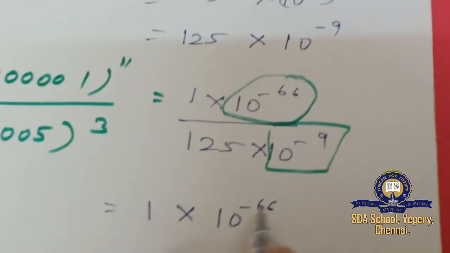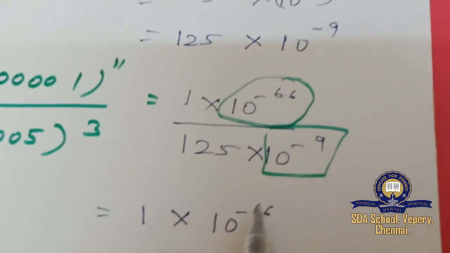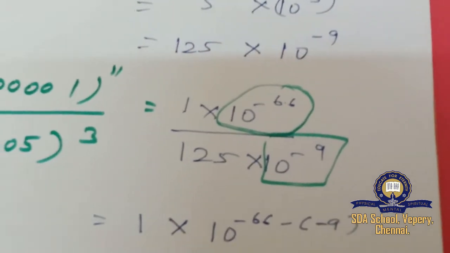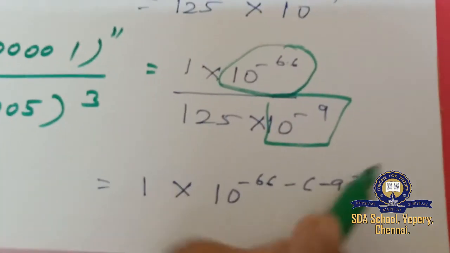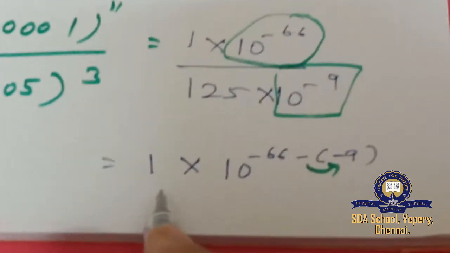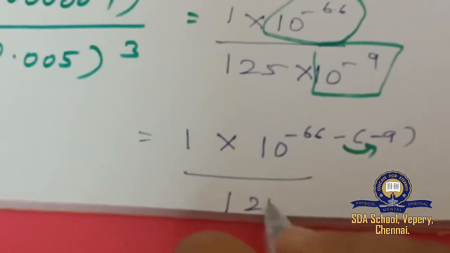I have minus 96 or 66 over here. I will put minus, then I will bring this minus 9 on top. Yes, students, this minus into minus will give me what? Plus. So then I should not forget this 125. Let me write 125 as it is.